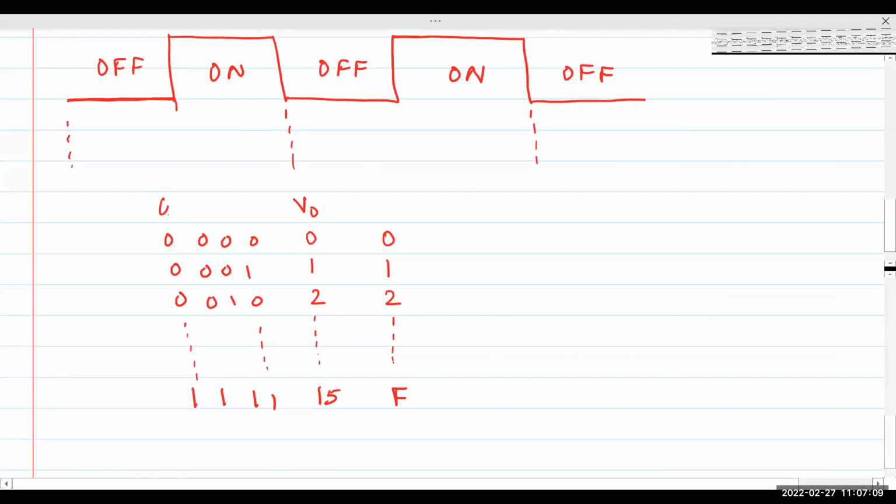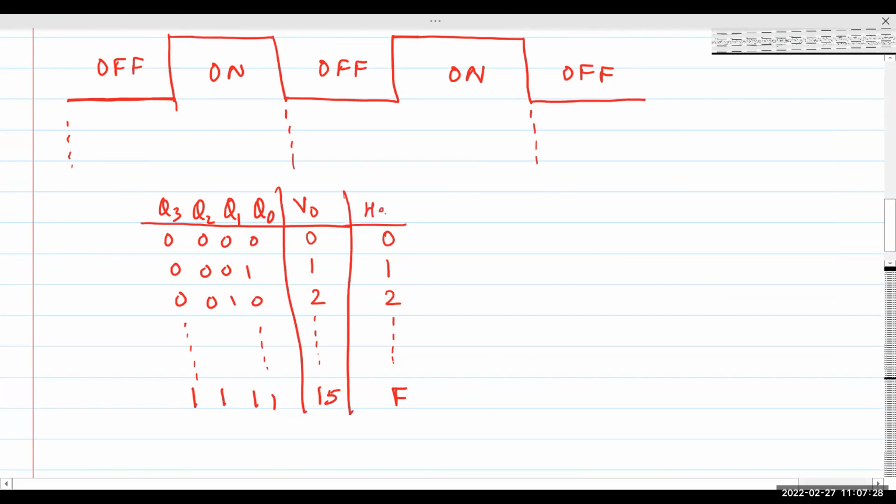Q3, Q2, Q1, Q0. Now, Q3, Q2, Q1, Q0 is being fed as the input to A, so this also represents A, right? This is hex. This is actually just the decimal state. And VO would be separate, depending on what we set B to.